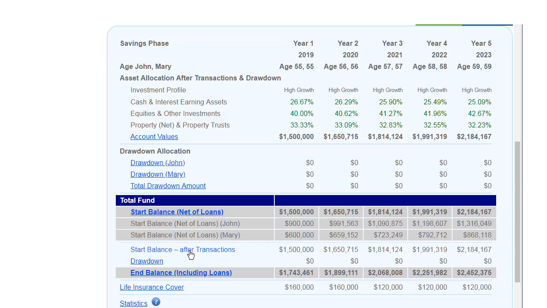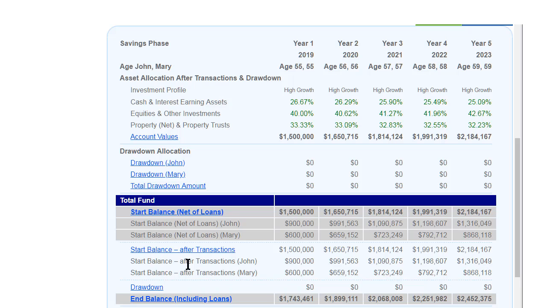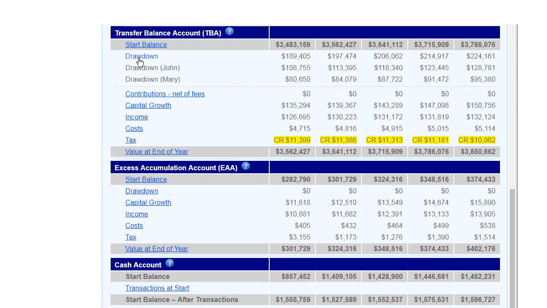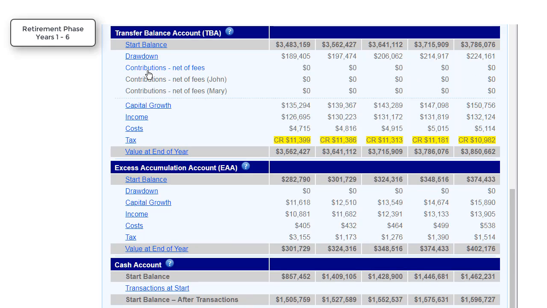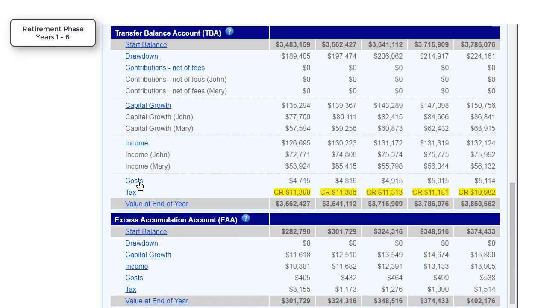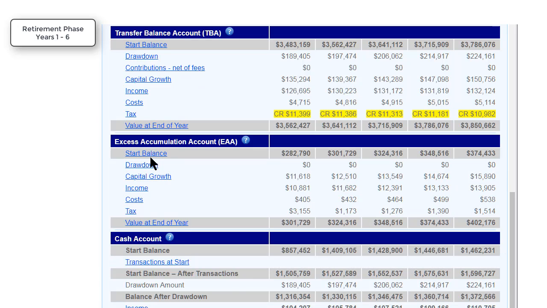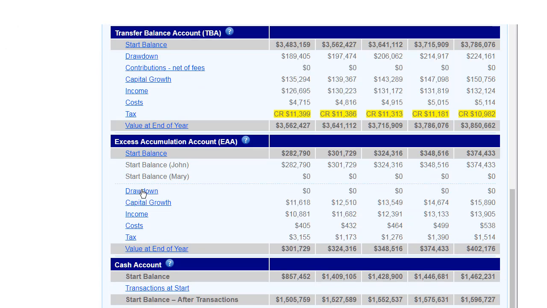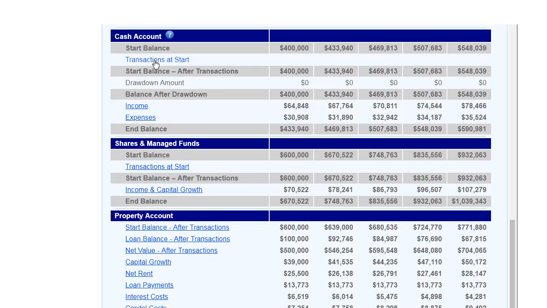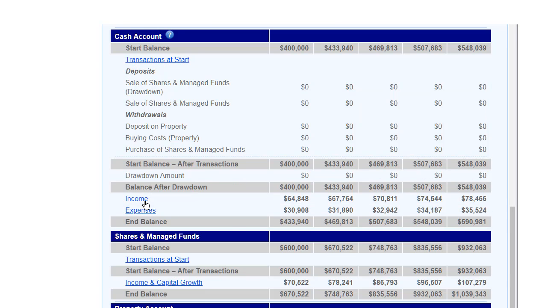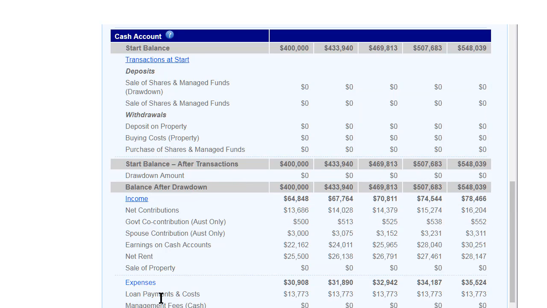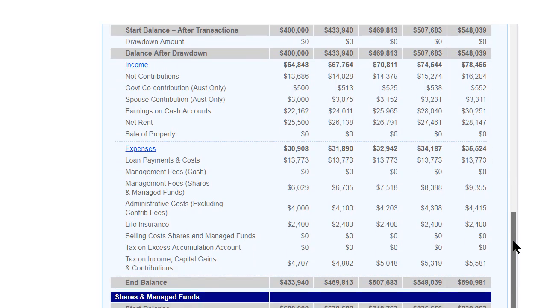First, you have the total fund. You click on the link to see the values for each partner. In the retirement phase, if either of the partners' funds exceed the transfer balance cap, then the information for the transfer balance account and the excess accumulation account are displayed for each partner. The cash account displays the transactions for both partners, although in reality they are calculated as separate accounts.